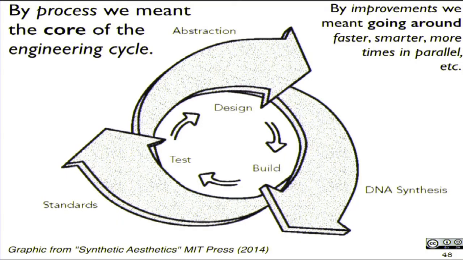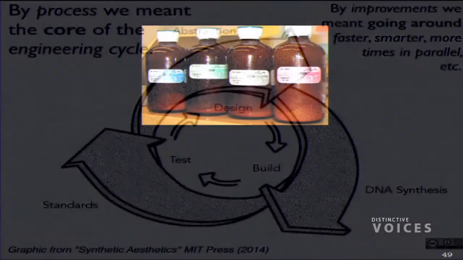In other words, what we were trying to do was figure out how to take the core of the engineering process, design, build, test, redesign, build, test, redesign, build, test, until you get something working, and make it go faster, better, more times in parallel. So we could just learn how to engineer the stuff. One thing we highlighted was this technology called DNA synthesis. I've alluded to it. Let me brief you on it quickly.